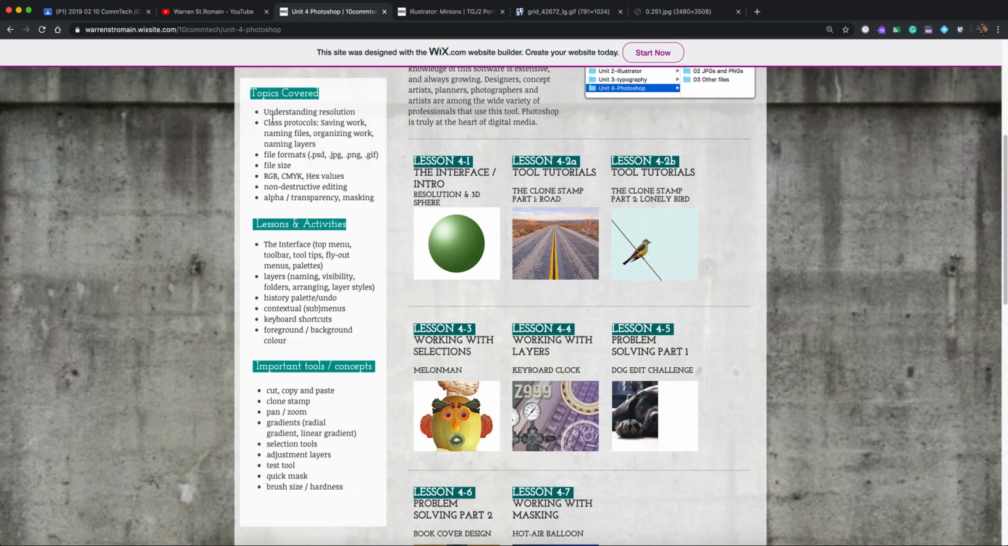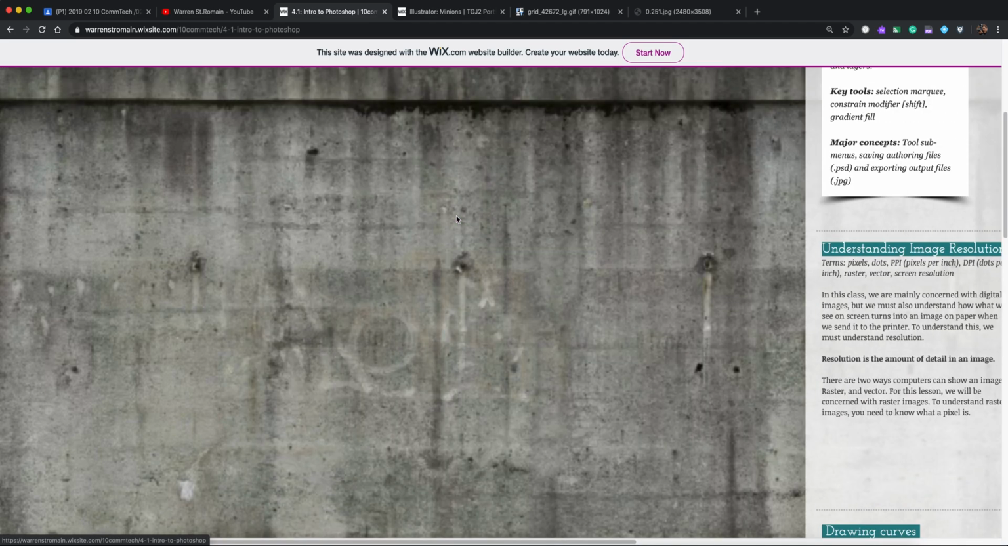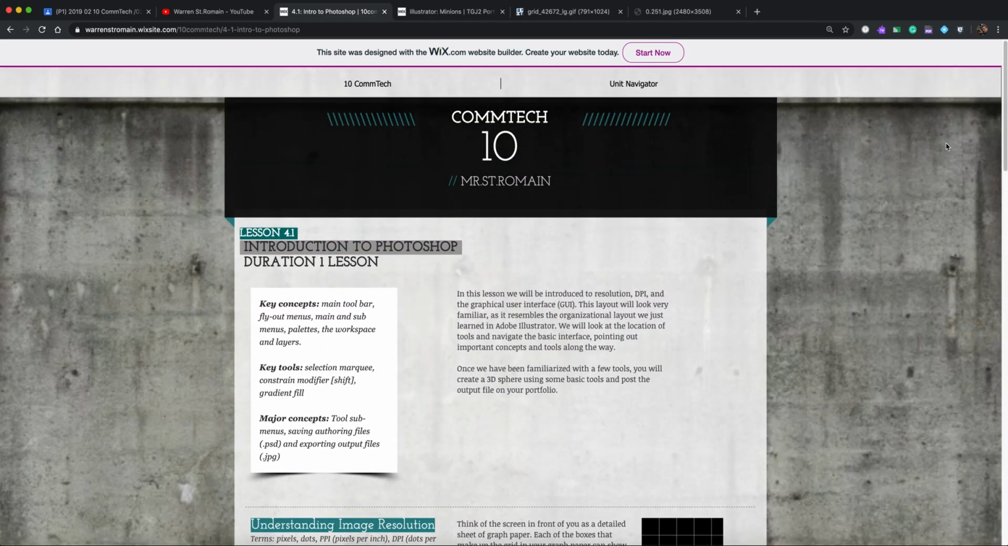Okay, so that said, let's take a look at what we're doing today. Before we actually get into Photoshop, I need to explain some concepts to you, and that's here. Okay, so we're going to take a look at this unit, this lesson, which talks about a couple of concepts which you've probably heard about, but have maybe not been explained to you. And these are important for Photoshop, okay?